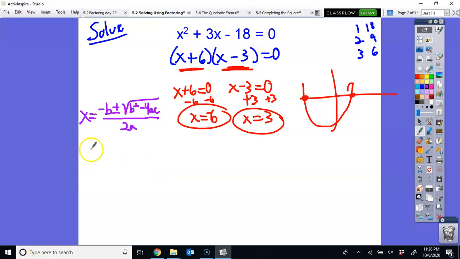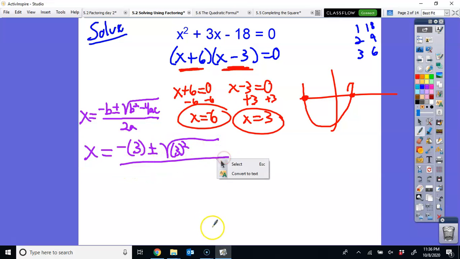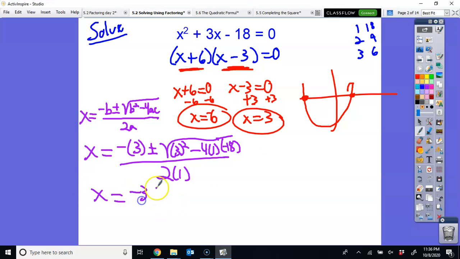If you use your b value of 3 and you plug it in, you use your a value, which is 1x squared, you plug it in, and you use your c of -18, you can find the answer to this, and it'll give you the same ones we already found.